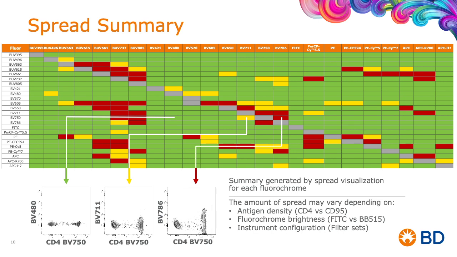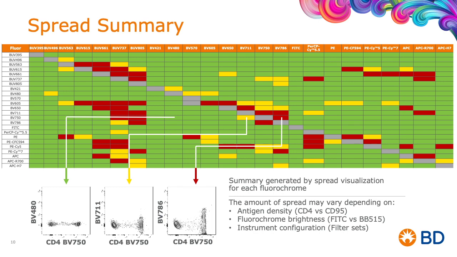So first of all, to generate a matrix like this, usually you want to stain a blood sample with CD4, a very well resolved and highly expressed marker, in all the possible colors that are available on your instrument. And you can see all the colors in this matrix on the columns and on the rows.